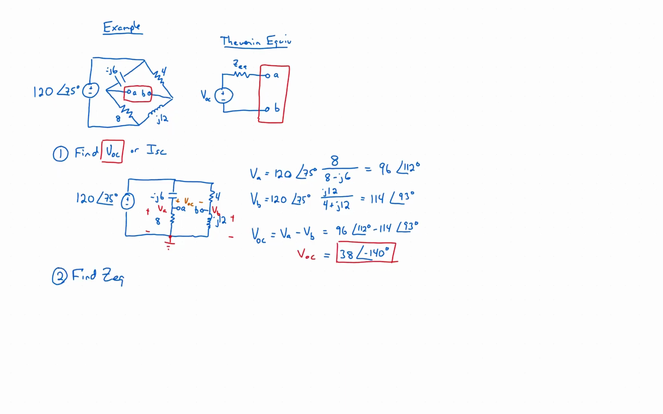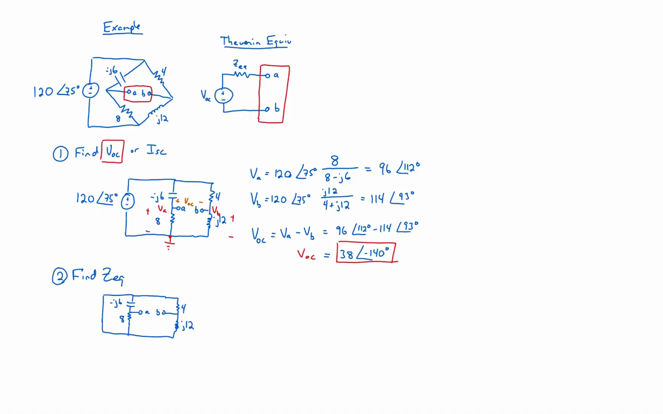Second step, to find ZEQ, we will zero all of our sources, which means short voltage sources, open current sources, and find the impedance between points A and B. In other words, find out how hard it is to push current into A and pull it out of B. So here's our circuit redrawn with the sources zeroed out.